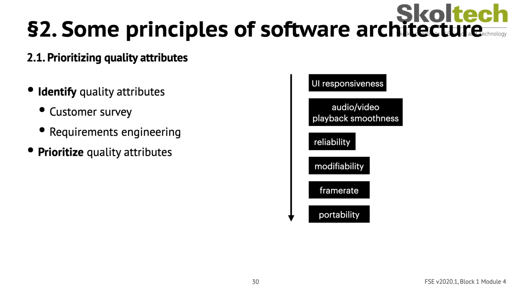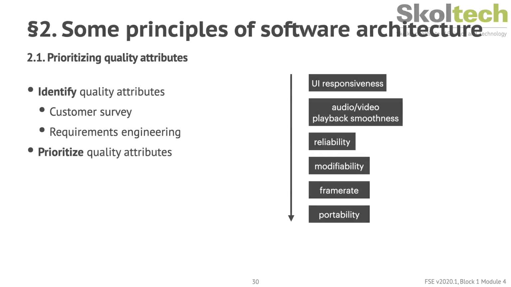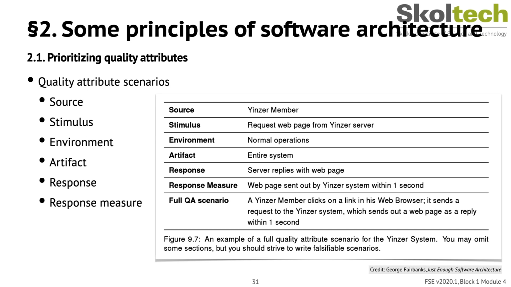A more explicit yet still lightweight technique of describing quality attributes is to write them down as quality attribute scenarios. A QA scenario can be described using a 6-part template, consisting of the source, stimulus, environment, response, and response measure. This figure represents an example of a full quality attribute scenario for a commercial system. QA scenarios work great for obviously measurable qualities like latency, and less well for qualities like maintainability and usability.